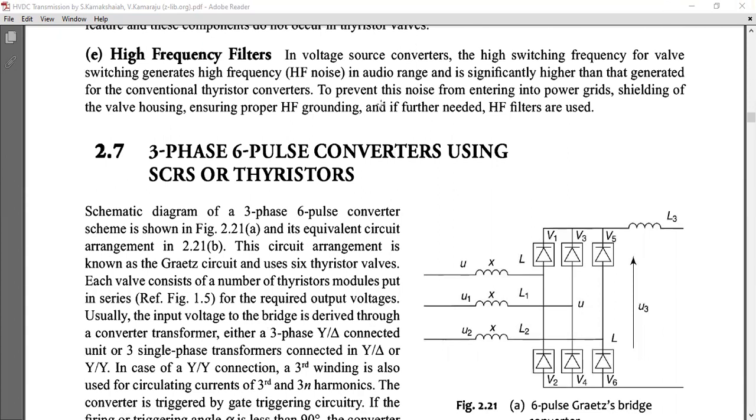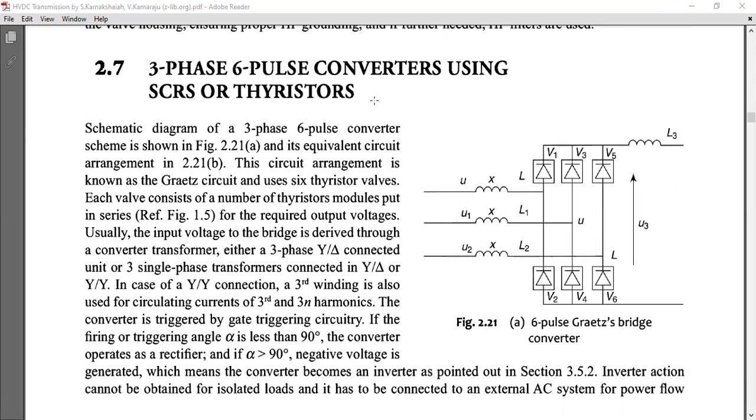And next, high frequency filters. If you are dealing with high switching frequencies, we are getting high frequencies. These generate noise, so in order to suppress them, we are using these high frequency filters. Next, 3-phase 6-pulse converters using SCRs or thyristors. So this is called a 6-pulse bridge converter.